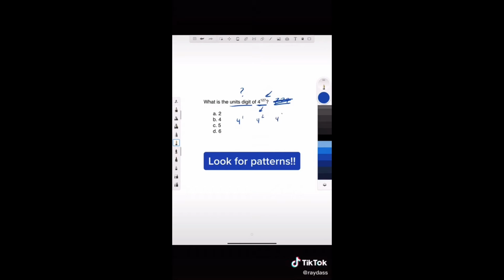Okay, so always look for a pattern, right? So we're going to write out the first few exponents. 4 to the 1 would be 4, 4 to the 2 is 16, 4 to the 3 is 64, and 4 to the 4 is 256, which you could do in the calculator. Now, units digit just means the ones place. So see if there's a pattern with what's in the ones place. Look at that. It's 4, 6, 4, 6. The odd powers are 4. The even powers are 6. So if we have 4 to the 127, that's an odd power, so it's going to be what? 4.